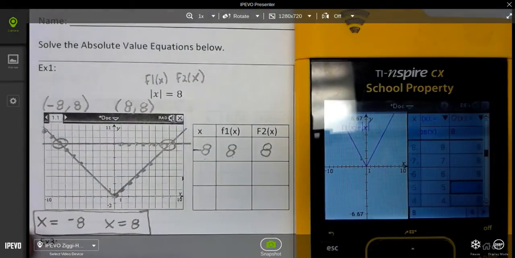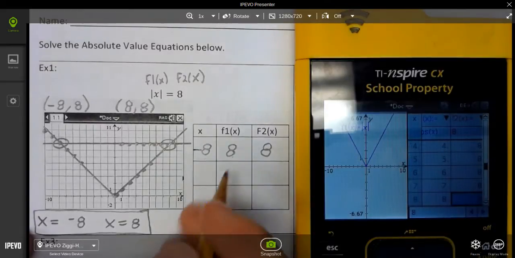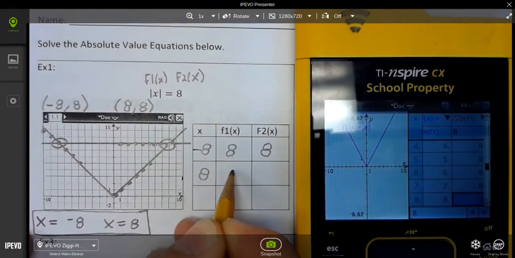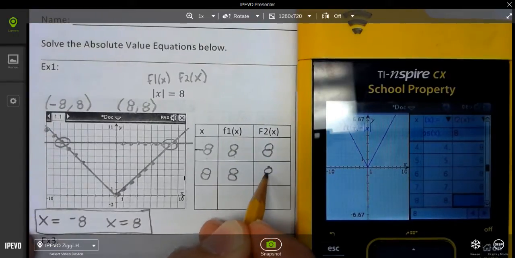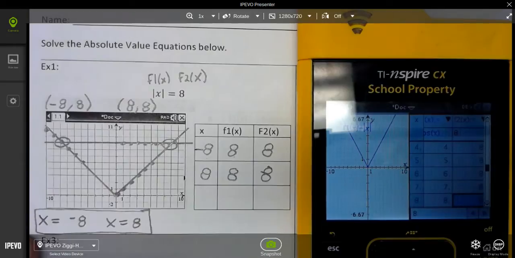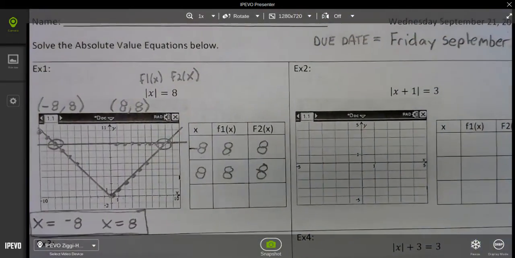If you go the other direction, you see not the same, not the same, not the same. Aha! At x equals 8, they're both the same. So you can see the solutions are x equals -8 and x equals 8. And you can see that from the table. All right, so I'm going to put the calculator aside, and we're going to do all the other examples without the calculator.